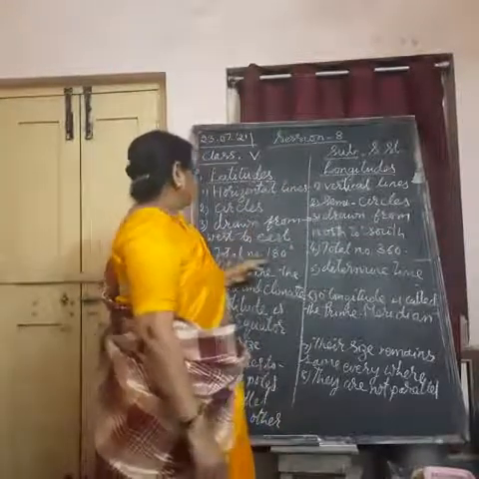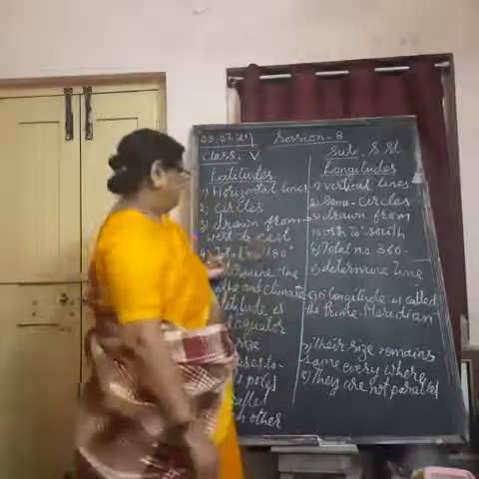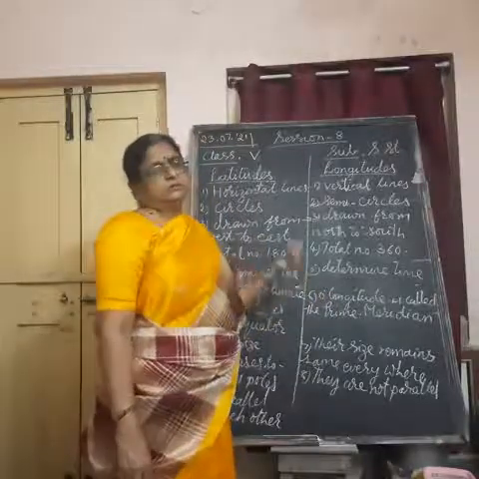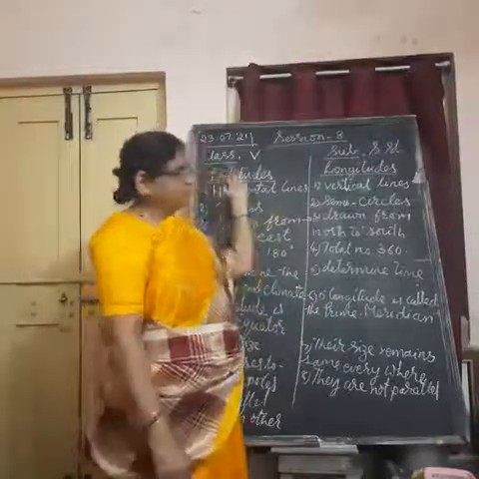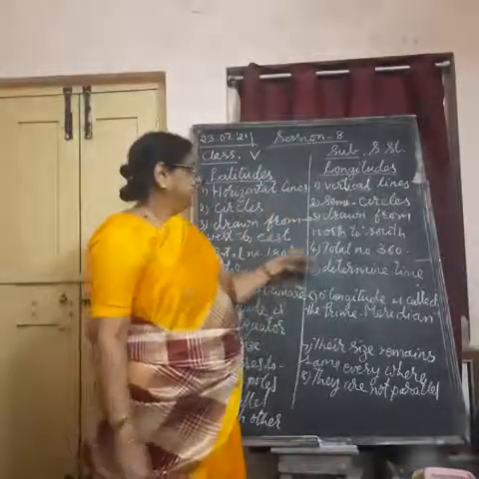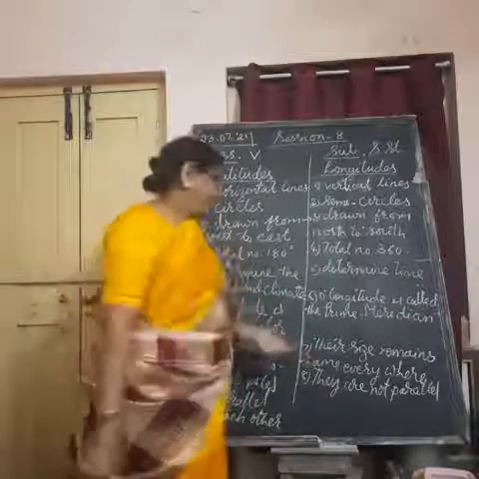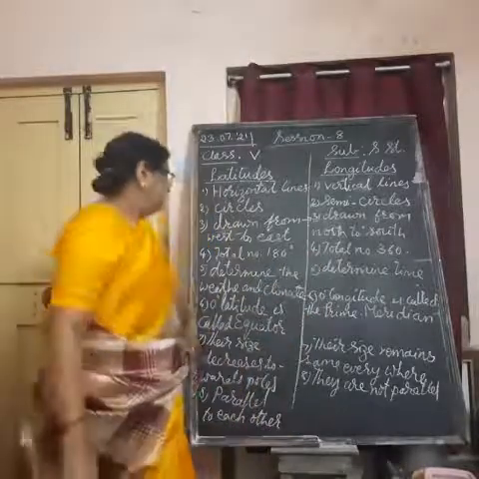Total number of latitudes is 180 degrees. From the equator to the North Pole and South Pole total is 180, whereas the total number of longitudes is 360, double of it.